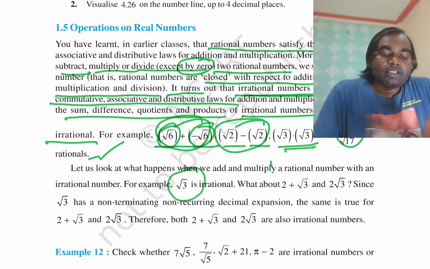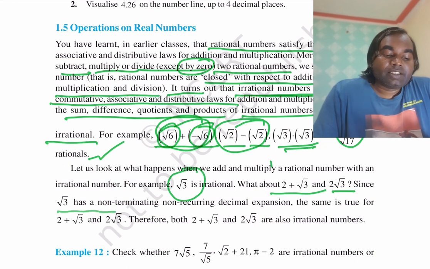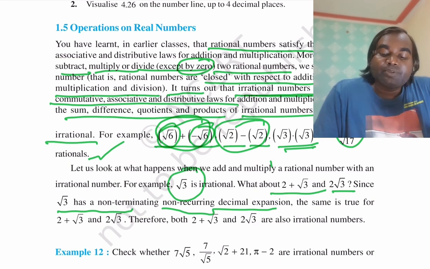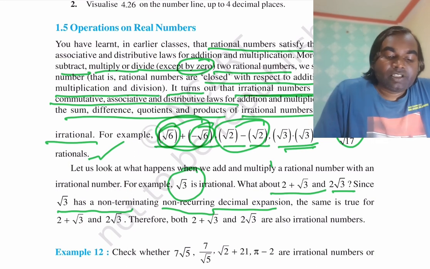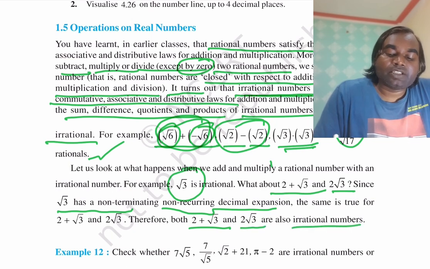Let us take square root 3, an irrational number, and add the rational number 2. The result will be 2 plus square root 3. That will be irrational, and multiplication is also irrational. Since square root 3 has a non-terminating and non-recurring decimal expansion, the same is true for 2 plus square root 3, and that means the result will always be irrational in this case. Therefore, 2 plus square root 3 and 2 into square root 3 are irrational numbers.